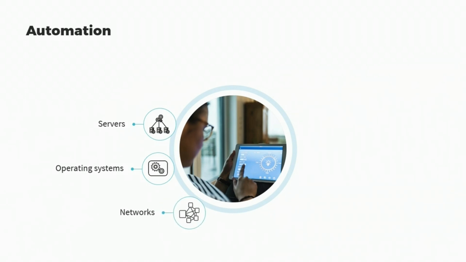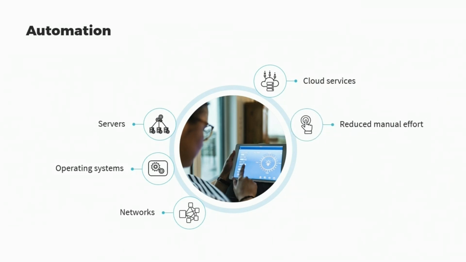And network automation simplifies network configuration, monitoring, and troubleshooting, and that enables faster deployment of network services and improves overall network performance. Automation in the cloud automates things like provisioning, scaling, and management of cloud resources, optimizing resource utilization and reducing operational overhead.